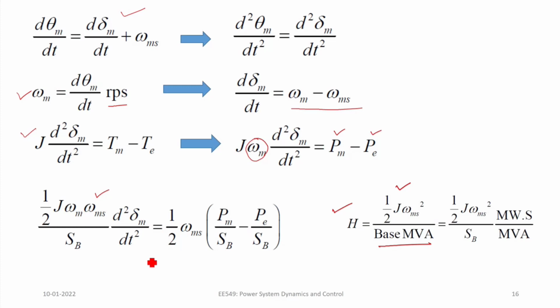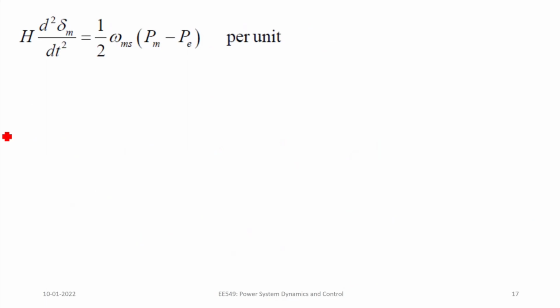So by substituting H on both sides and considering Pm and P as per unit values, we find the expression H d square delta m by dt square equal to half of omega ms into (Pm minus P) per unit. Okay, so this equation is known as the swing equation.